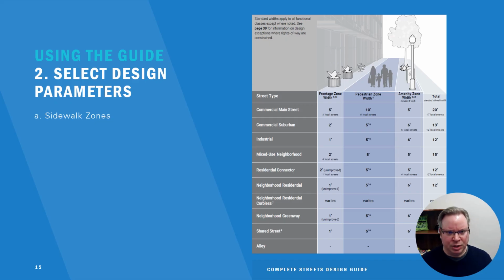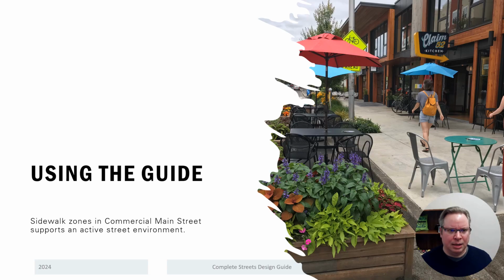Once the street typology is determined, we can move on to selecting the design parameters. For example, sidewalk zones are wider in some typologies based on their land use context. So let's look at a commercial main street. In this example, cafe seating and pedestrian accommodation requires a wider sidewalk and creates a more vibrant street environment overall.